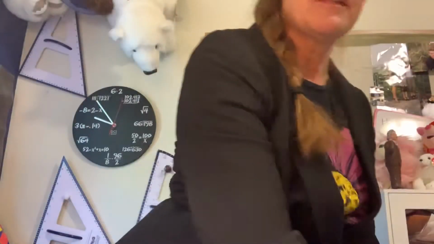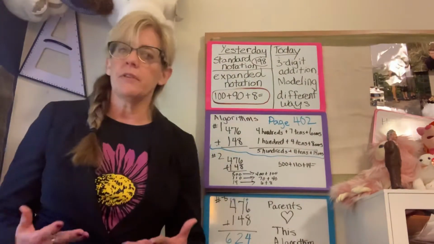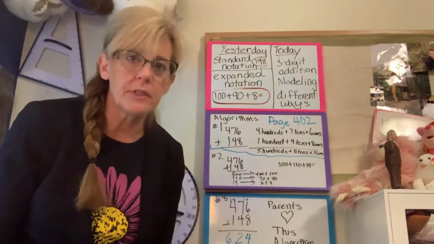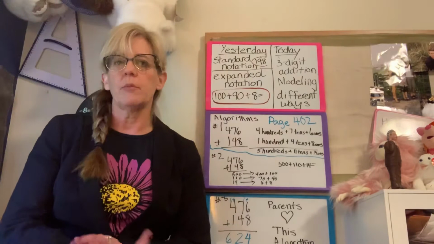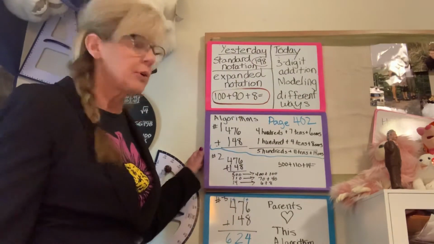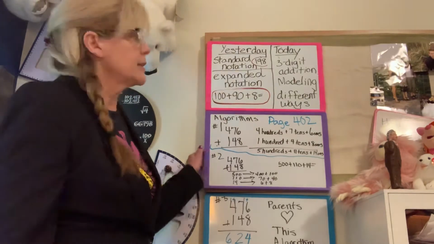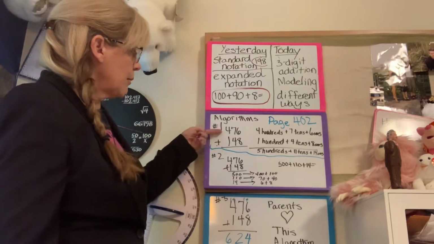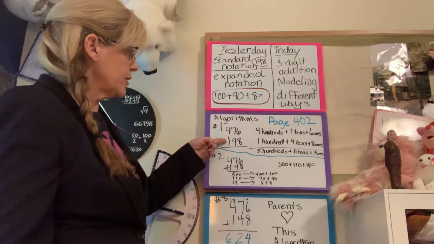Total means, whenever it says total, it's kind of obvious what you're going to do with the problem, mainly because what are we doing right now? Addition. So total means addition. Whenever you see the word total, that means you're going to add some numbers, and I underline the addends. So the addends to the problem are 476 and 148.